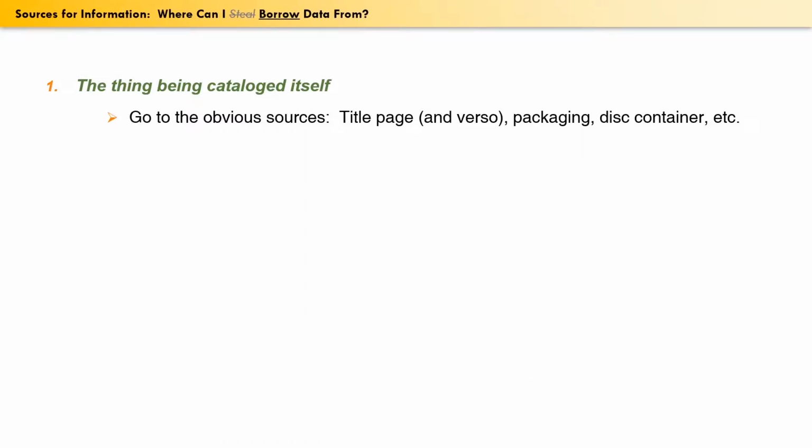First place to go is the object being cataloged itself. Look in the obvious areas. If you have a book, start by going to the title page and the title page verso. For an audiobook on CD, try the case, the packaging, and any text printed on the physical discs themselves. For a DVD or a Blu-ray, try the disc container.